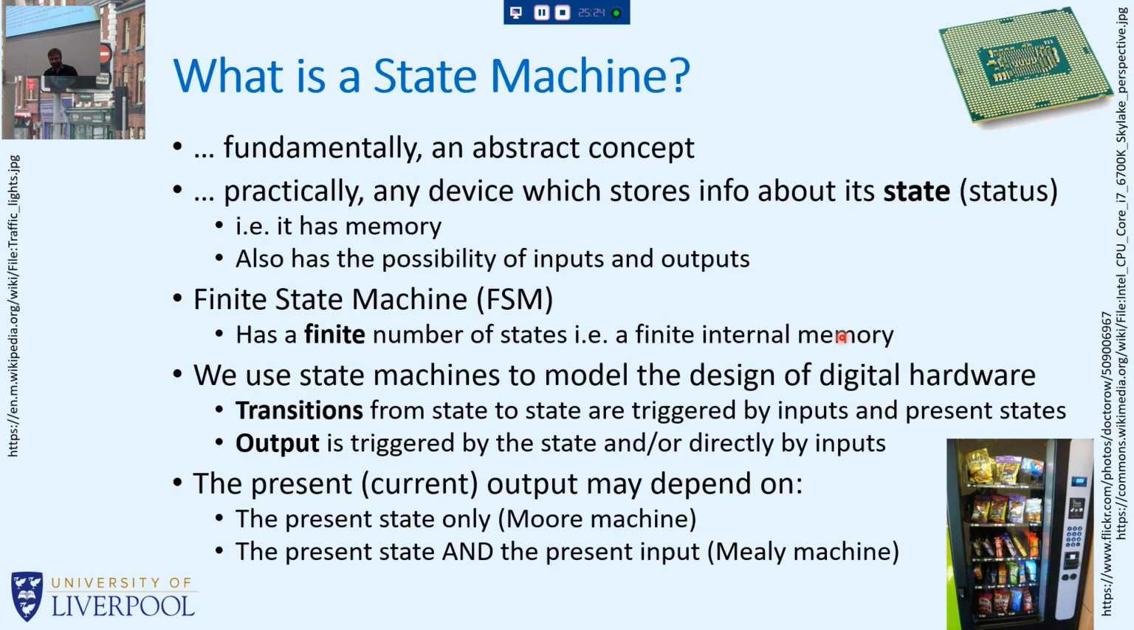So we've been building up to what is a state machine. Well, for those of you who are more theoretically minded and trying to marry this up with other concepts, it's fundamentally an abstract concept, right? It's a name that we use for a machine that has a sequence of states and has inputs and outputs, right? It's any device which stores information about its status or state, and it has memory because it needs to have memory to be able to store that information, and it has the possibility of inputs and outputs, as I've just said. Sometimes it's called a finite state machine, okay?